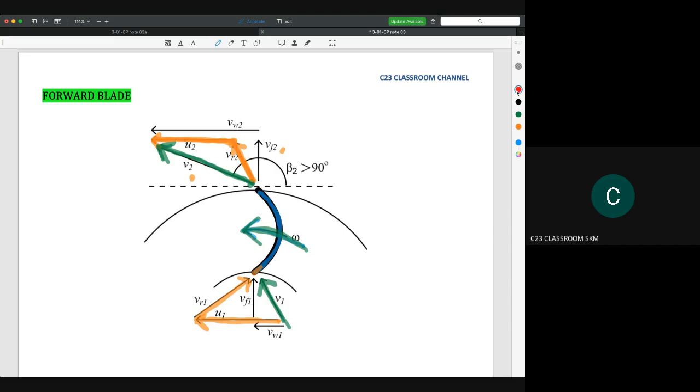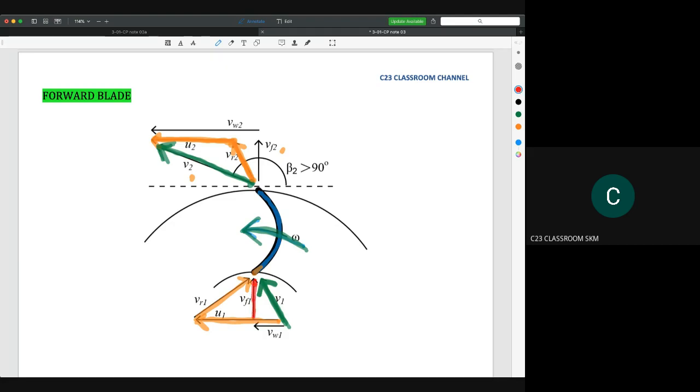So again, please make sure that the velocity vector that you want to draw is based on the resultant velocity, which is the absolute velocity here. And then for the actual velocity, we could draw that.